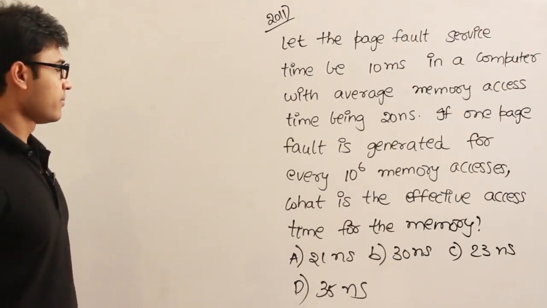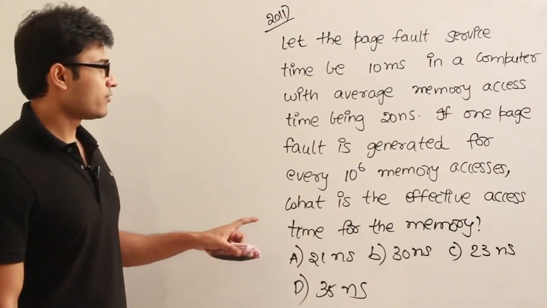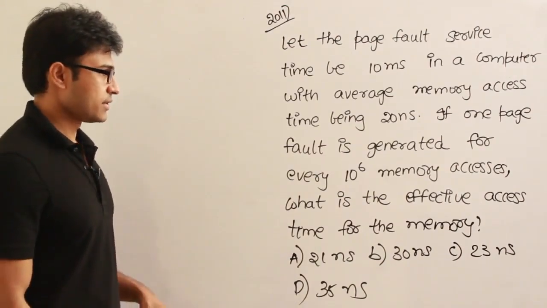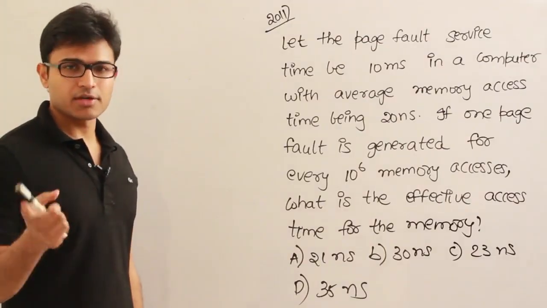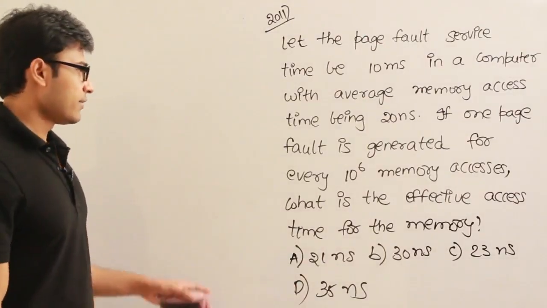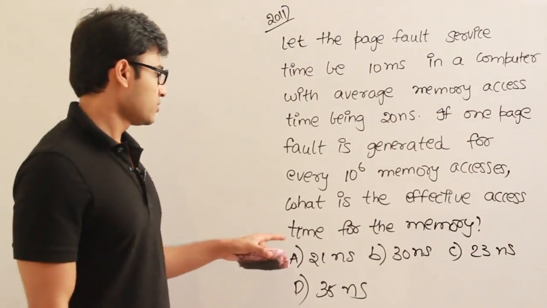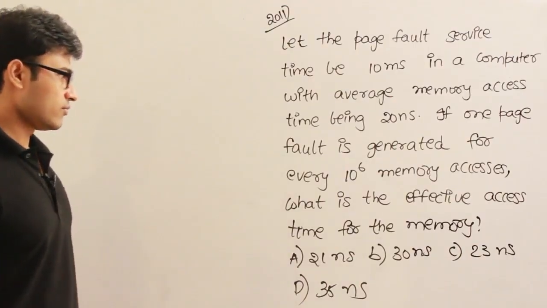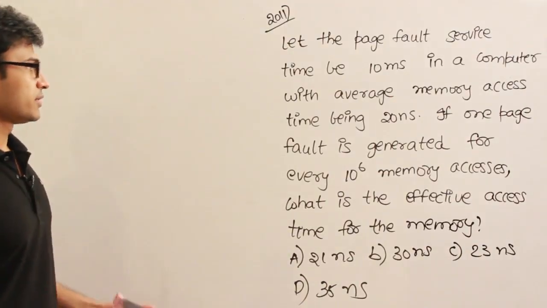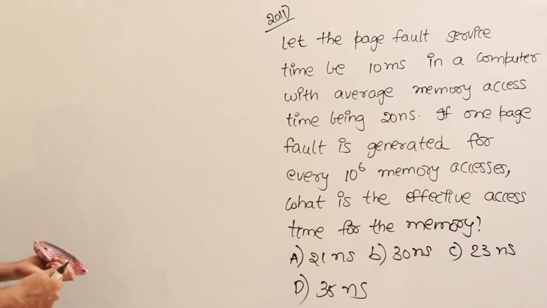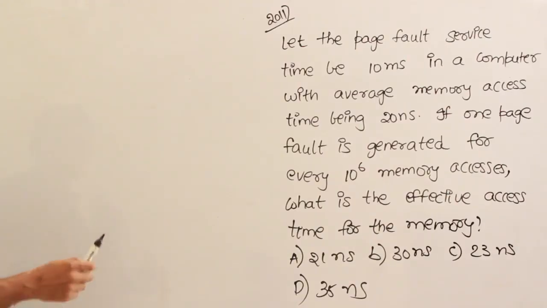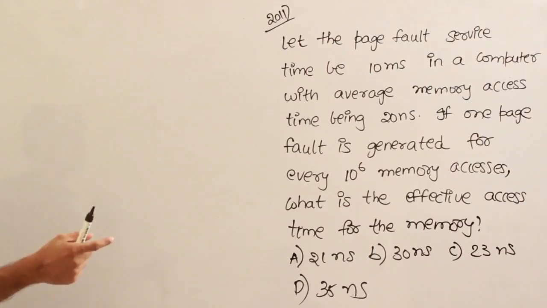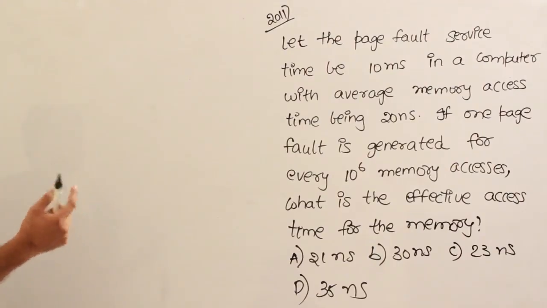Now if one page fault is generated for every 10 power 6 memory accesses, which means out of every 10 power 6 times you access the memory, one is going to be a page fault, then what is the effective access time for memory? We know this: whenever there is a page fault, we have to do the page service and then the memory access. If there is no page fault, then you can directly access the memory.